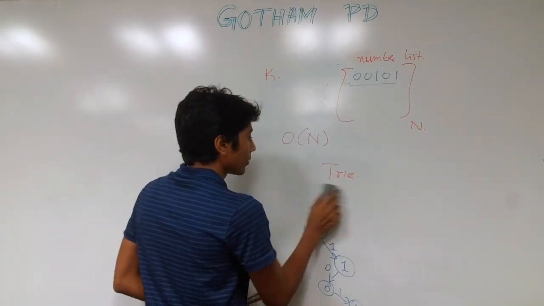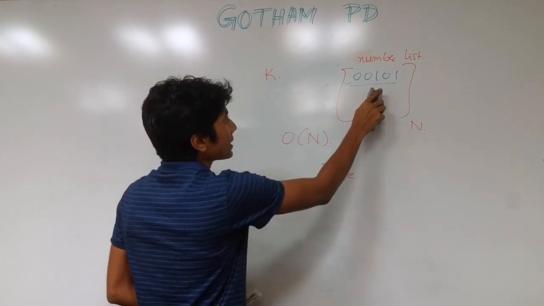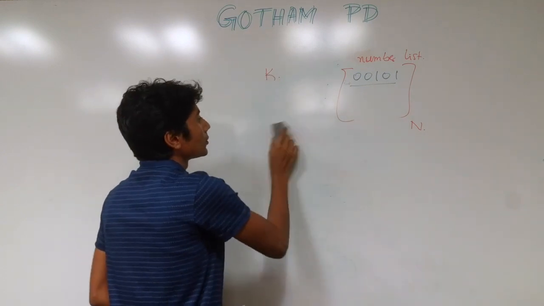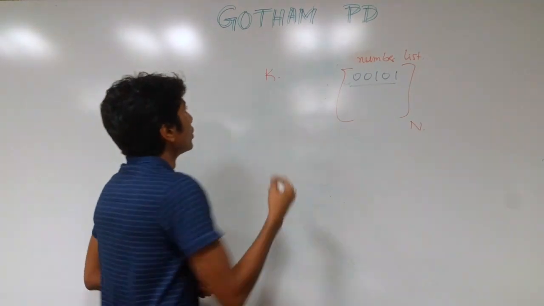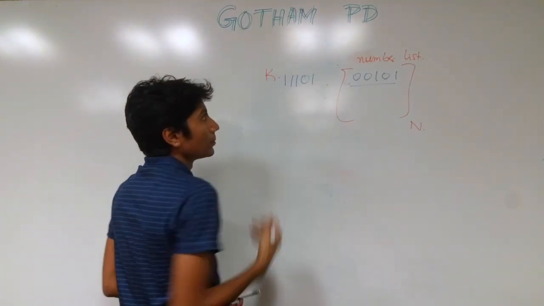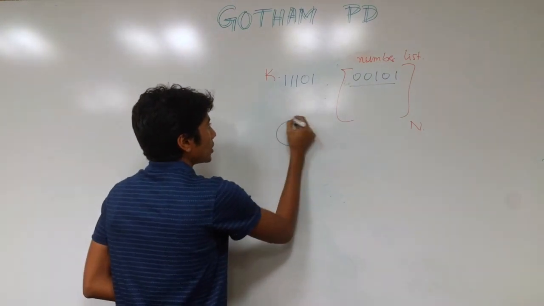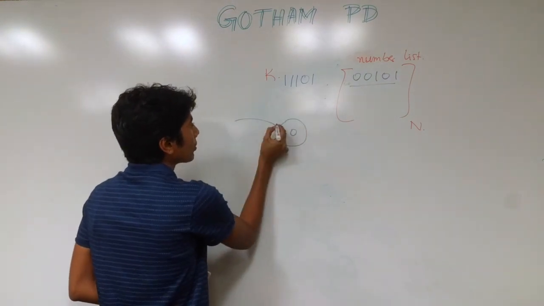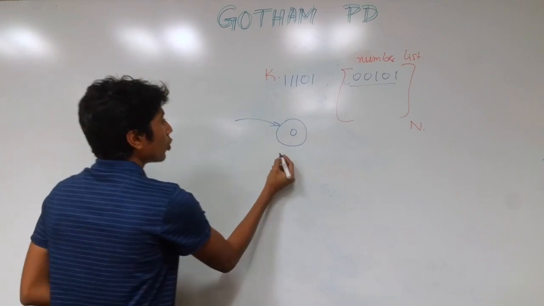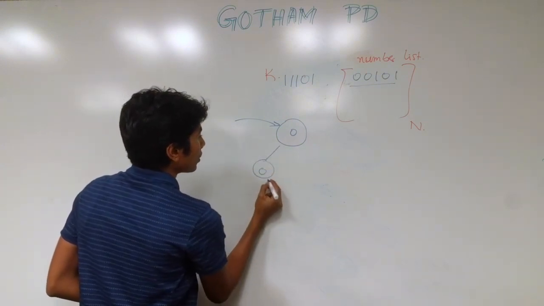Here's how you do that. Let's take an example. Let's take this number and let's take K as, I don't know, 11101. You want the maximum. So here's the strategy. You come to the root, and you already had this Trie constructed.